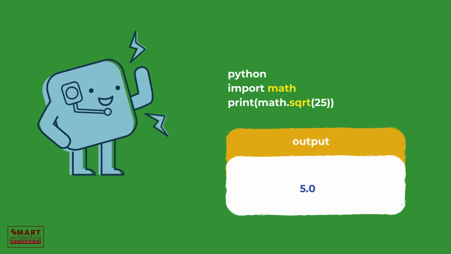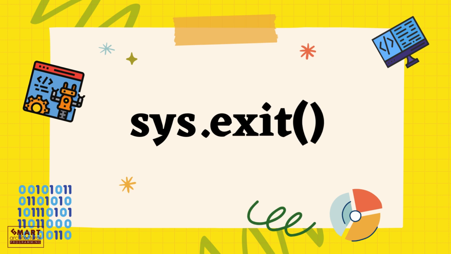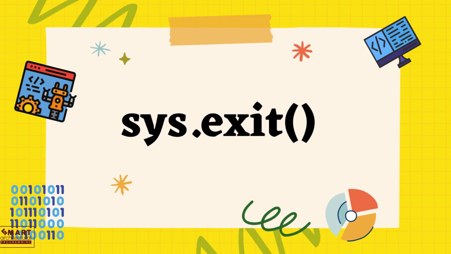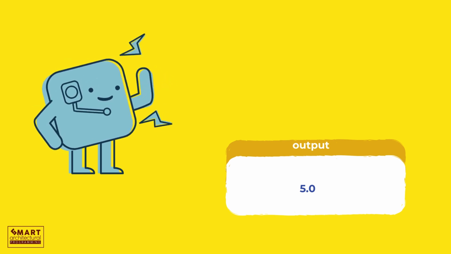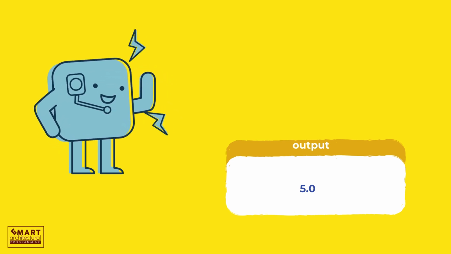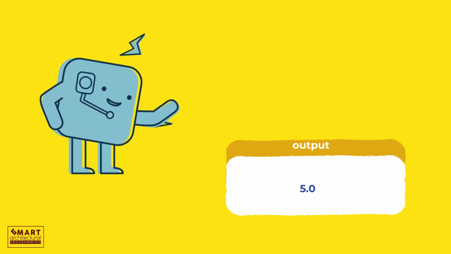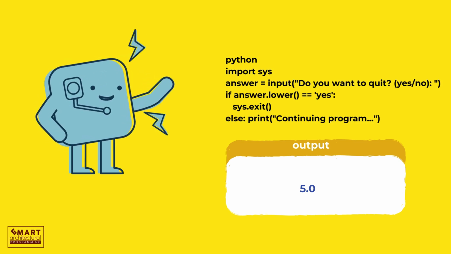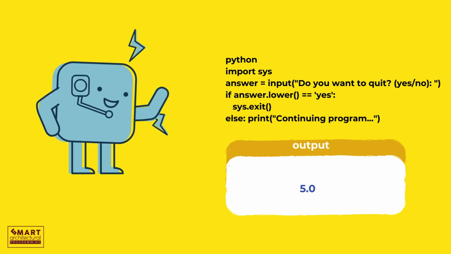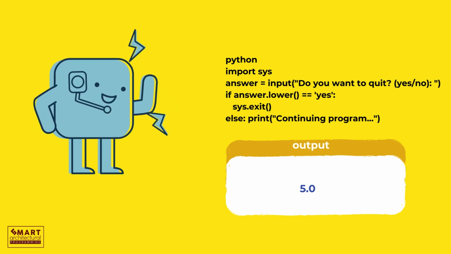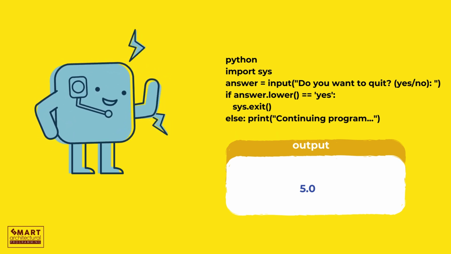square root. Finally, let's discuss ending a program early using the sys.exit function. Sometimes, we might need to abruptly terminate a program. We can achieve this using the sys.exit function from the sys module. Python: import sys; answer = input("Do you want to quit? Yes/no"); if answer.lower() == "yes": sys.exit() else: print("Continuing program").